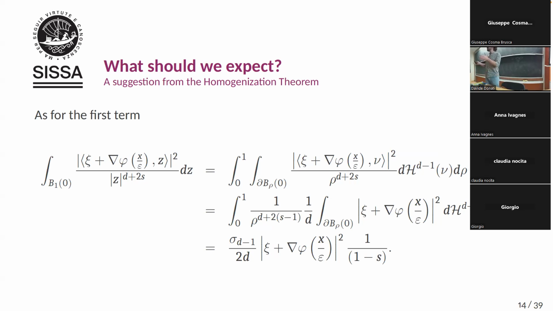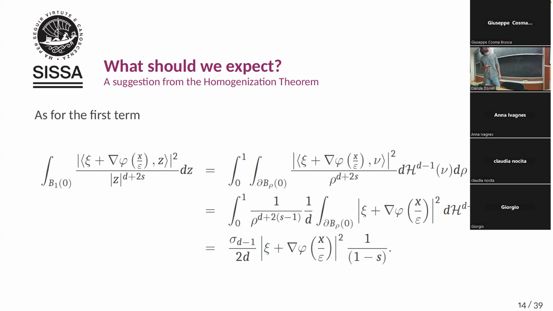We have a nice integral, which is an integral of a polynomial in rho. We can take care of that very easily. And what we get is this expression right here. So here is the constant k I was mentioning before. Sigma d minus 1 for us is going to be the H^(d-1) measure of the unit sphere.